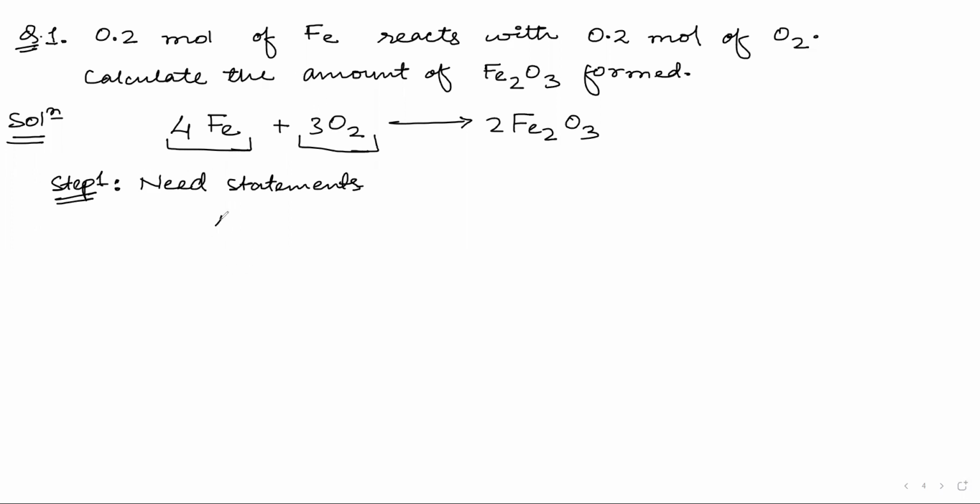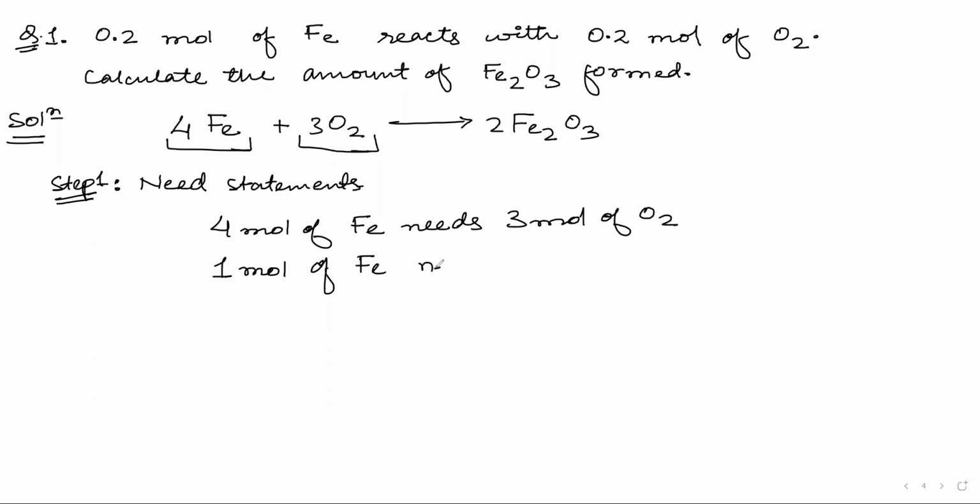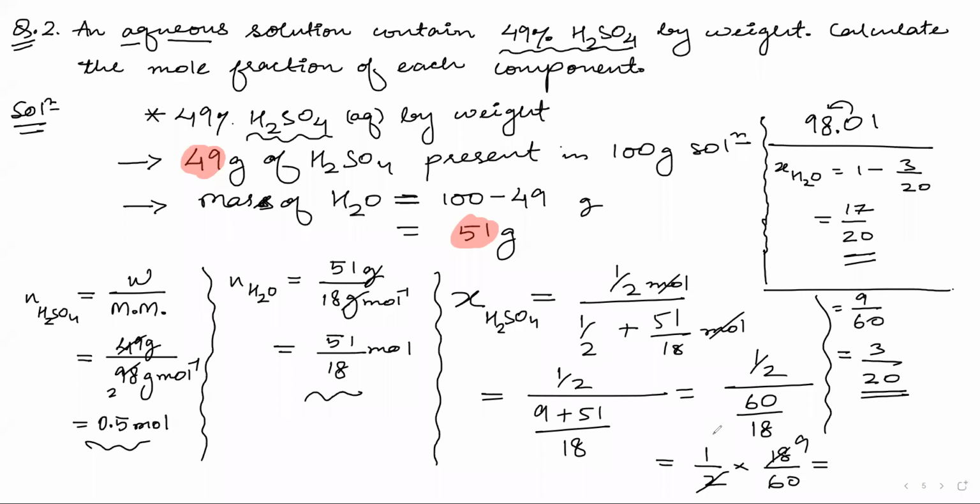So please write it like this: 4 mole of Fe needs 3 mole of O2. So 1 mole of Fe will need how many moles of O2? 3/4. Unitary method, guys. Unitary method.